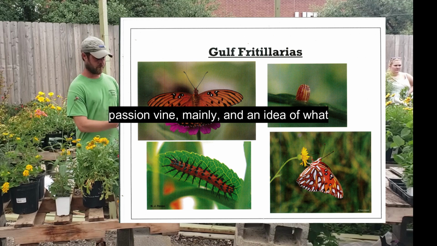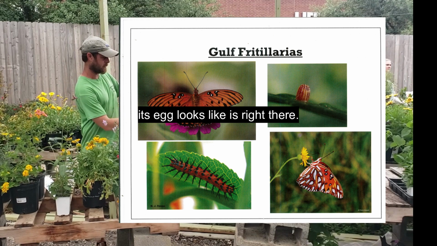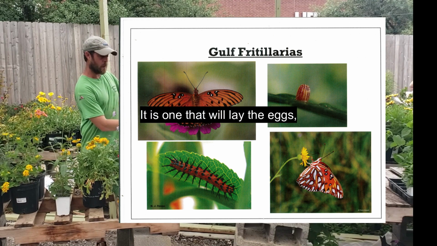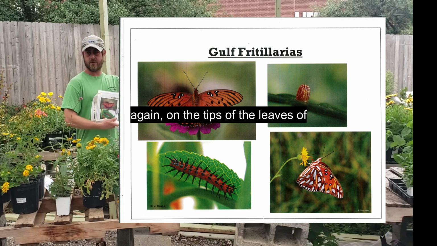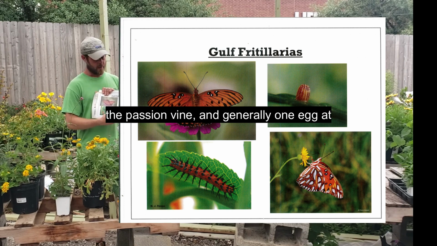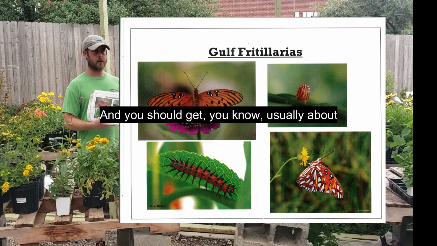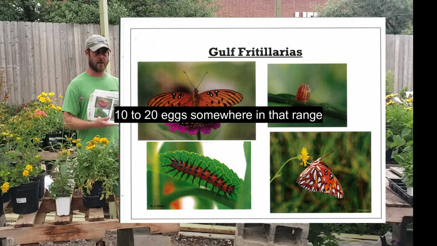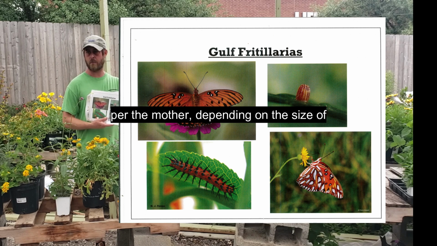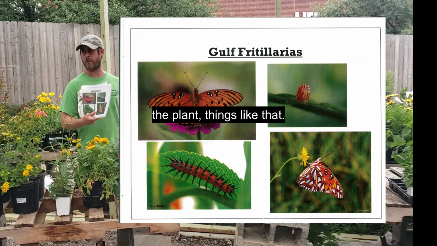And an idea of what its egg looks like is right there. It will lay the eggs, again, on the tips of the leaves of the passion vine, generally one egg at a time rather than a cluster. And you should usually get about 10 to 20 eggs, somewhere in that range, per mother, depending on the size of the plant, things like that.